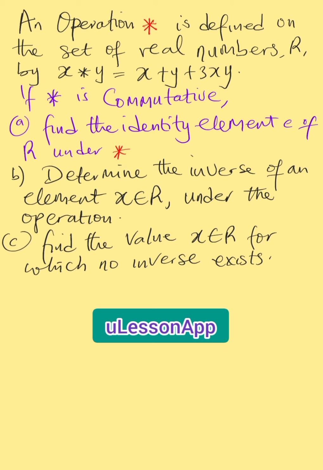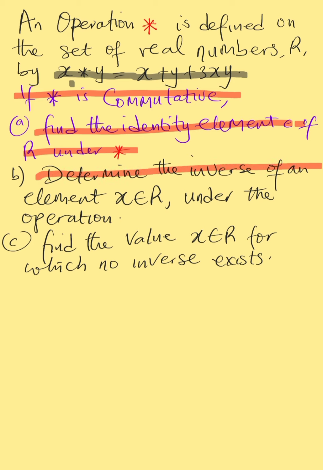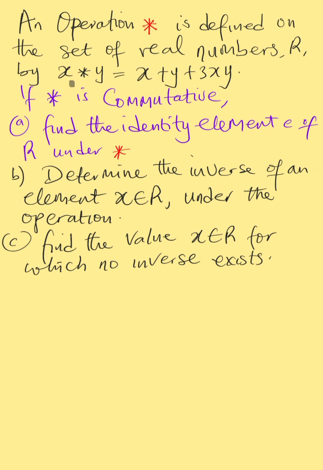So this problem says that an operation star is defined on the set of real numbers R by x star y equal to x plus y plus 3xy. If star is commutative, find the identity element E of R under star. Determine the inverse element of x, an element of R, under the operation. Find the value of x, an element of R, for which no inverse exists. So this is the problem given to us to solve.